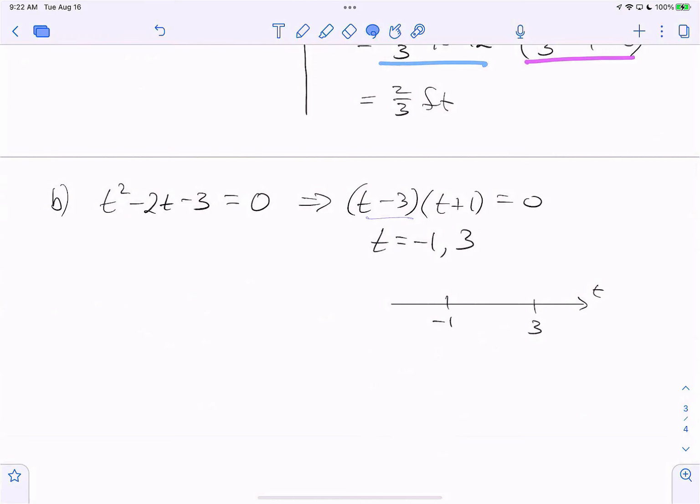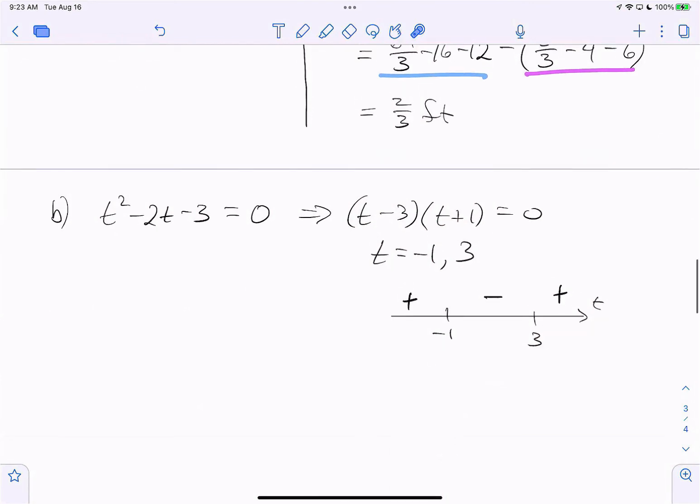For t minus 3 times t plus 1, if I let t be a number less than -1, then I have negative times negative, which is positive. And if I let t be, say, 0, then I have negative times positive, and so negative. And if I let t be a number bigger than 3, then I have positive times positive, and so positive. And this should make sense because we're looking at a quadratic, and we know that quadratics have graphs that are parabolas, and this one opens up.